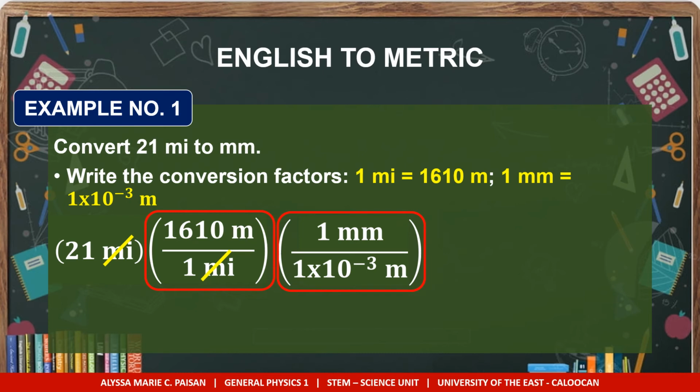In that way, since the meter on the first conversion factor is in the numerator and the meter in the second conversion factor is in the denominator, we can cancel them out. Now, using our calculator, we will get the result, which is 34 million as total. And 34 million can be transformed into scientific notation as 3.4 times 10 raised to 7 millimeters, which means that we moved the decimal point to the left by 7 times.